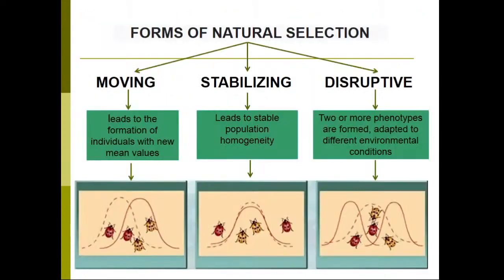Next, forms of natural selection: moving, stabilizing and disruptive. And you can see this process in the diagrams at the bottom of our slides. And you can compare how two types of insect, red and yellow, are found. What does moving mean? It leads to the formation of individuals with new mean values. What does stabilizing mean? It leads to stable population homogeneity. And disruptive: two or more phenotypes are formed, adapted to different environmental conditions.